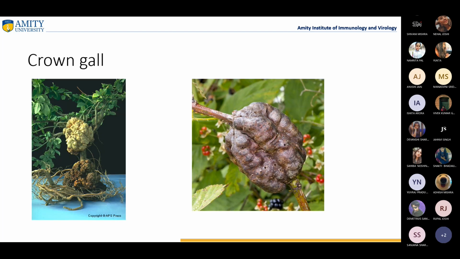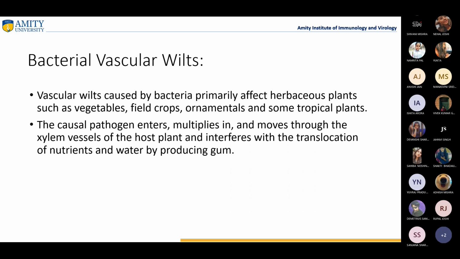So this is again a crown gall. Here you can see the crown gall. Here also on some berry, you can see the crown gall. So you see the stem. It is so thin, but due to the formation of a gall, such a big extra growth can be seen here, right?